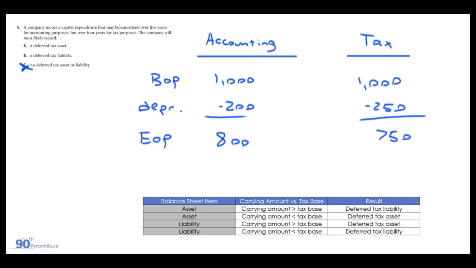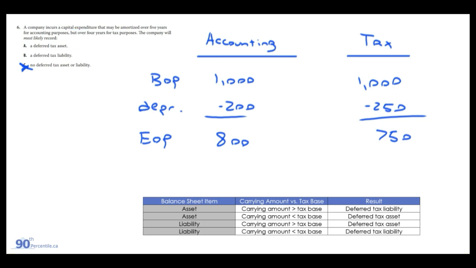So I took CapEx. I just assumed it to be 1,000 for accounting. We're depreciating it over 5 years, so 1,000 over 5 is 200 depreciation, and we're left with an end of period value of 800 at the end of the year. Well, for tax, it's the same thing, 1,000, but depreciating it over 4 years, so 250 depreciation and then 750 end of period balance. Also note that this is CapEx, so it's an asset.